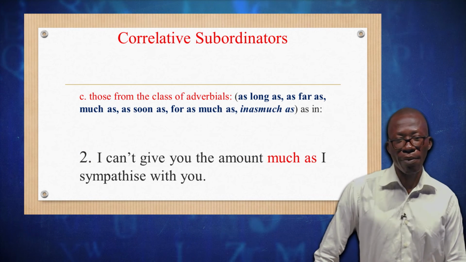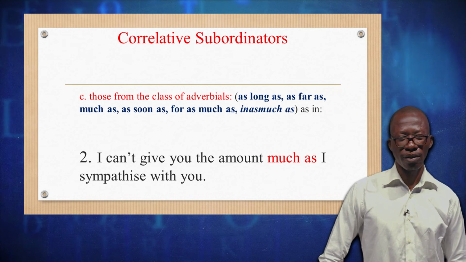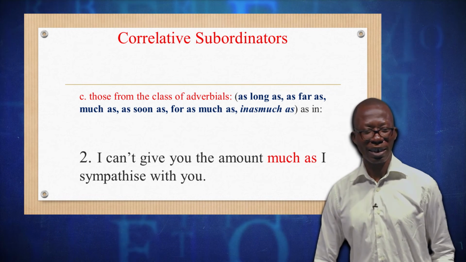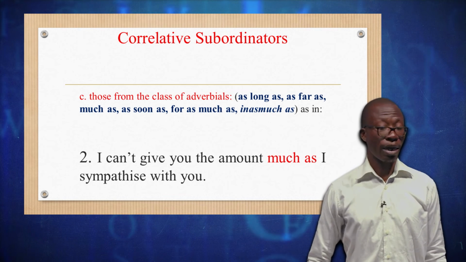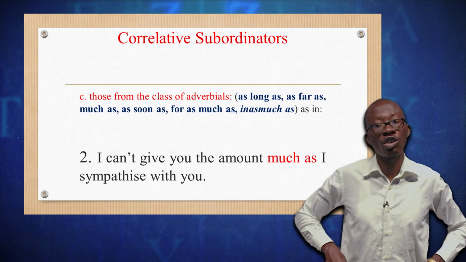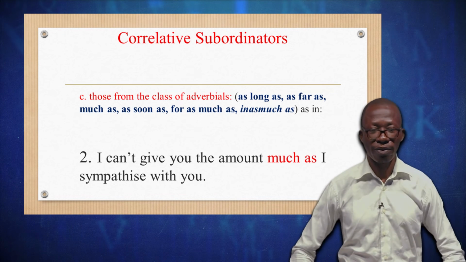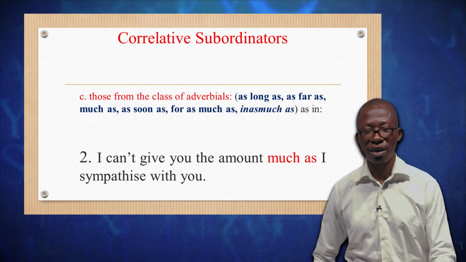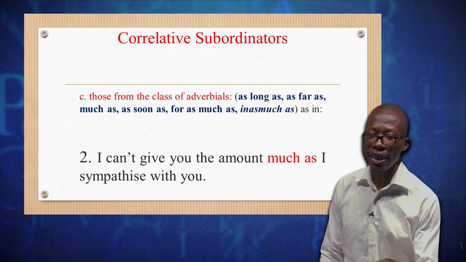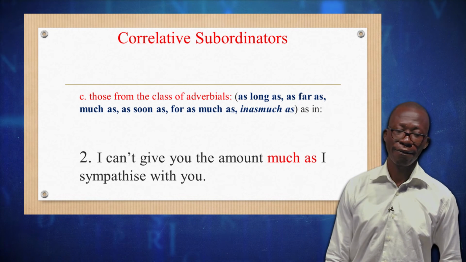Sentence 2: I can't give you the amount, much as I sympathize with you. Here, concession. It's expected that when you sympathize with someone, you do the person's request. Here, the person sympathizes with you, all right, but is not prepared. Either they're not in a position to give you the amount, or not ready to give it to you for certain reasons. So "much as I sympathize with you" depends on "I can't give you the amount" for a complete meaning.